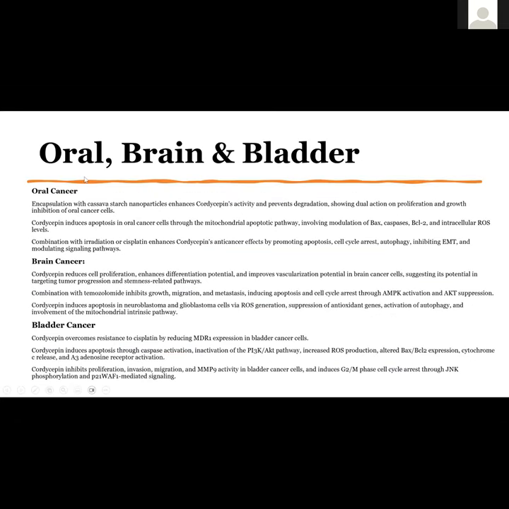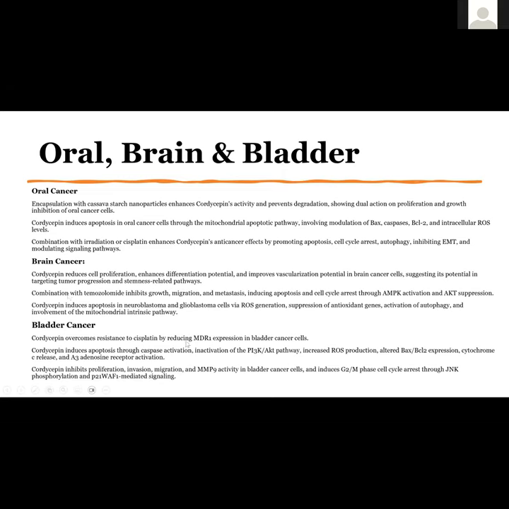Next, it changes the oral, brain and bladder cancer. In oral cancer, its activity is studied in the nanoparticle form, and it has been shown to induce apoptosis through the intrinsic pathway. Furthermore, it caused cell cycle arrest and caused autophagy in the oral cancer. Next, cordycepin caused cell proliferation and differentiation inhibition in the brain cancer cell. And the standard drug for the brain cancer, TMZ, when this was given along with this, it significantly reduced the growth of cancer cell.